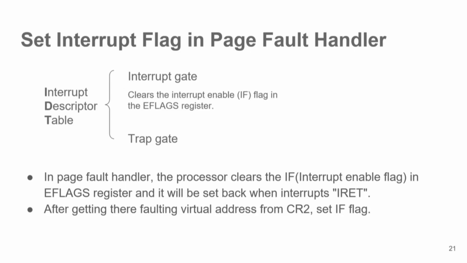Page fault is an exception, but it's also implemented through an interrupt gate. And we know for Intel, there are interrupt gate, trap gate, task gate, and call gate. But basically, interrupt gate means when a page fault happens, the processor will automatically clear the interrupt enable flag in the EFLAGS register and set it back when the page fault returns.